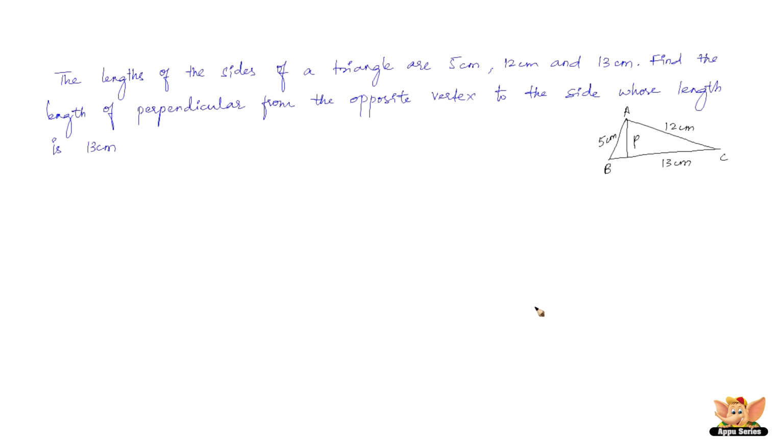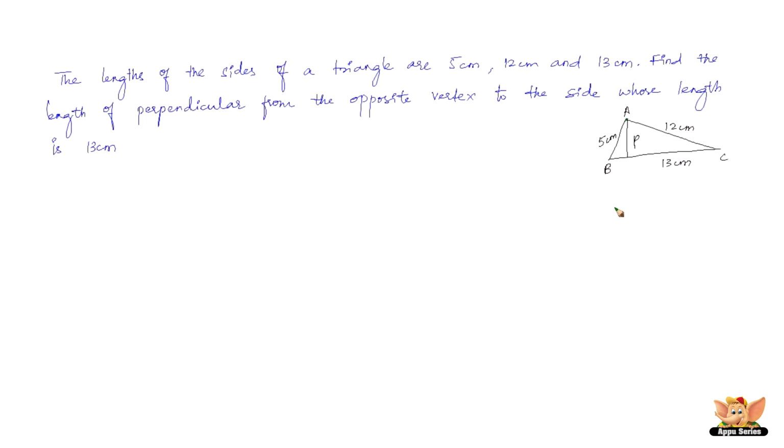Let us solve another problem. So here is another question which goes like this. The lengths of the sides of a triangle are 5 centimeters, 12 centimeters and 13 centimeters. Find the length of the perpendicular from the opposite vertex to the side whose length is 13 centimeters. So we need to find the length of P.